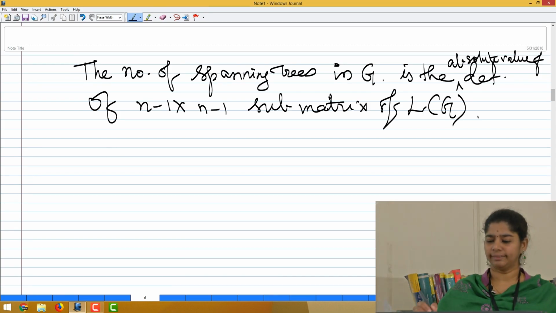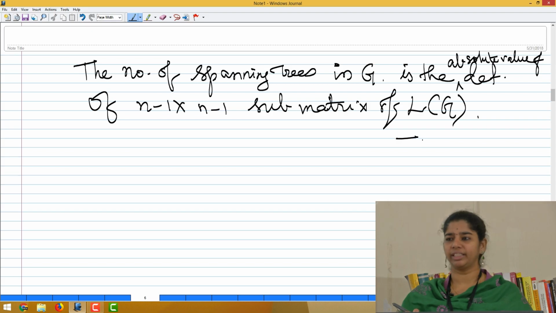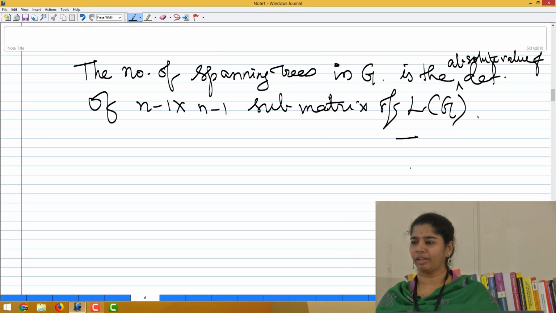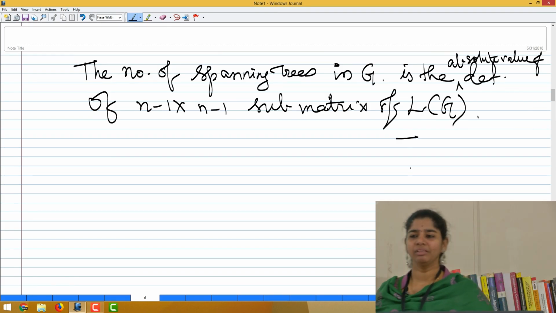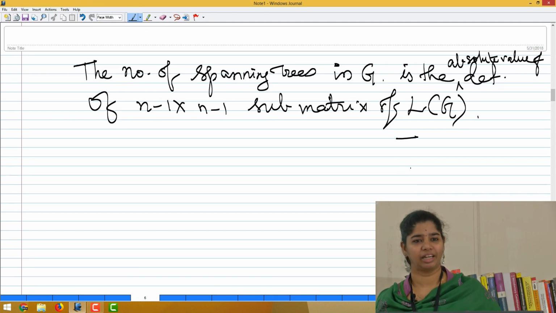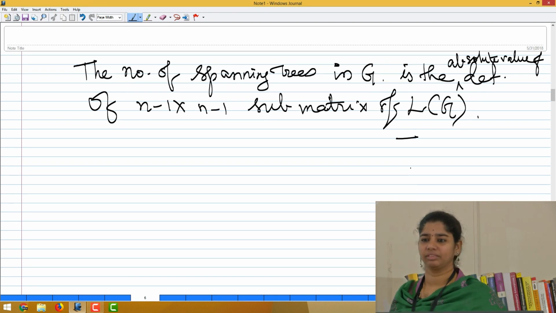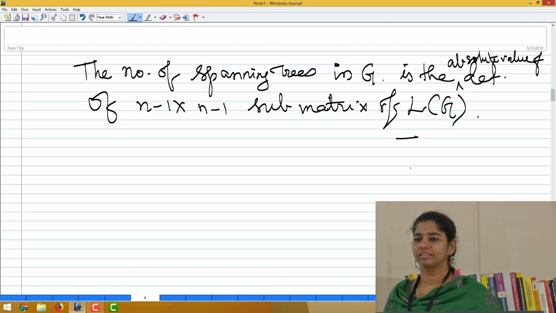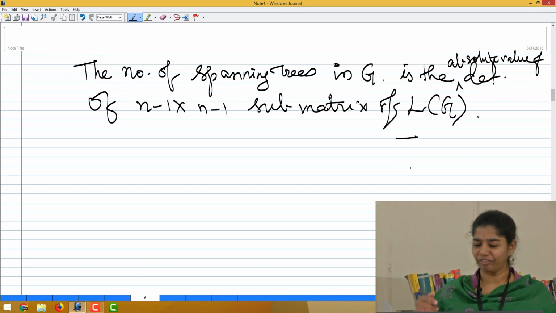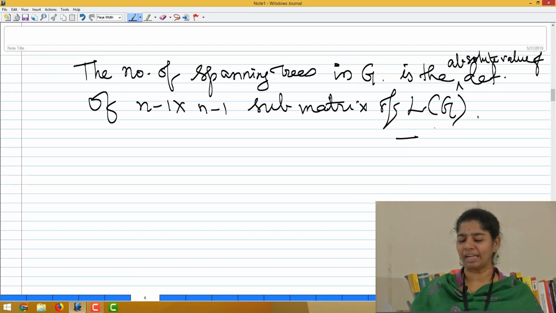Okay. So, this theorem I do not know how many of you have seen it before, anyone, or if I do not put it in this form, how do you count the number of spanning trees in a graph? Somebody should have heard of this result at least. Okay. If not, this theorem is called the matrix tree theorem.